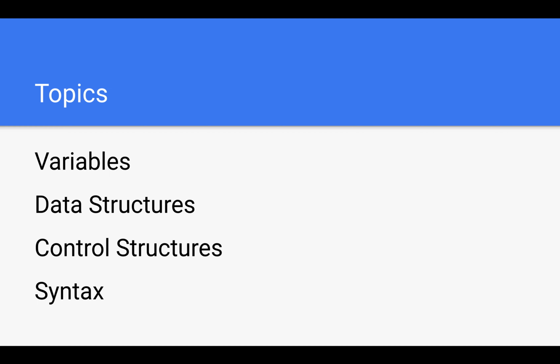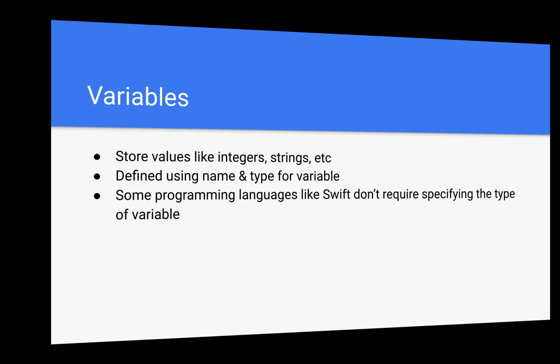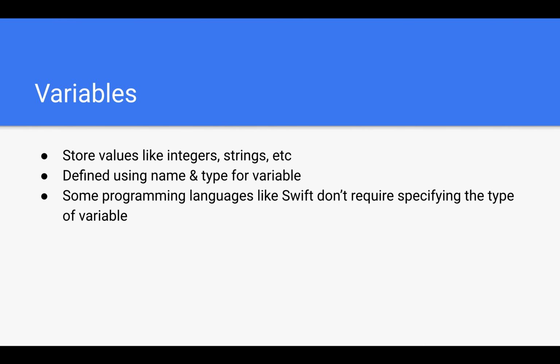We will be going over variables, data structures, control structures, and syntax. Variables store values like integers, strings, etc. They are defined using name and type. Some programming languages like Swift don't require specifying the type of variable.